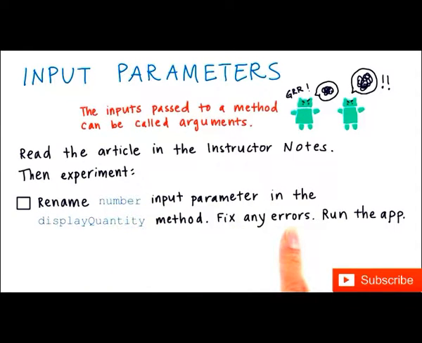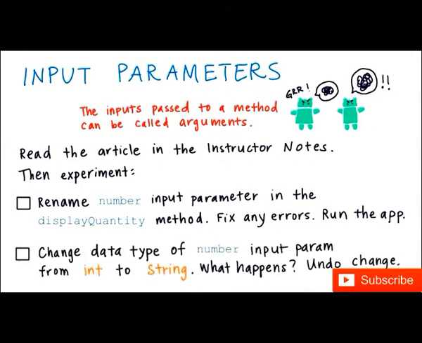Then go ahead and fix any errors and then run the app again. For the next task, go ahead and change the data type of the number input parameter from an int to something else like string. Observe what happens. Then go ahead and undo the change. If you want to experiment with other things, go right ahead. For example, if you have a question, what would happen if I do X? Then just go ahead and try it.